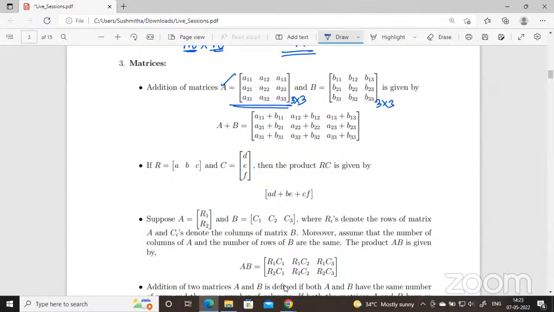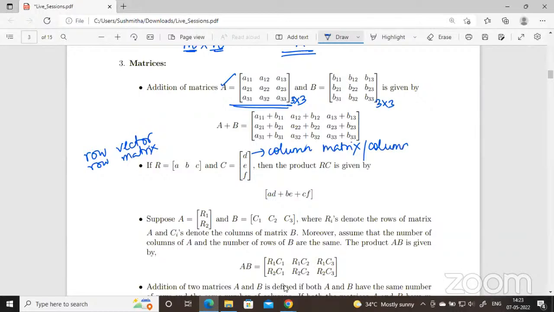When do I call a vector a row vector, or row matrix? Only one row is there. It's a matrix with only one row, then it is a row matrix. A column matrix, or column vector, has just one column.